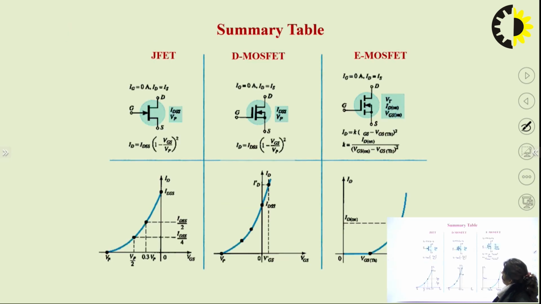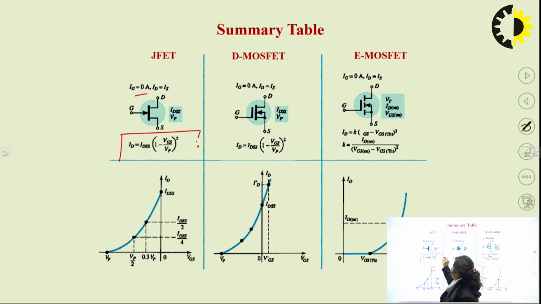So the summary table for JFET, D MOSFET and E MOSFET is shown here. For the JFET, we have the gate current Ig equivalent to 0 and Id equivalent to Is. In that case, the equation is Id equals IDSS times (1 minus VGS upon Vp) whole square. Similarly, for the curve, we have VGS and Id, and at 0 voltage it is IDSS, and at a particular negative voltage, that is called the pinch off voltage, Vp, this is all negative.